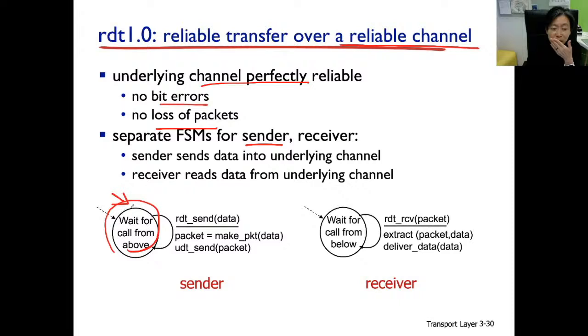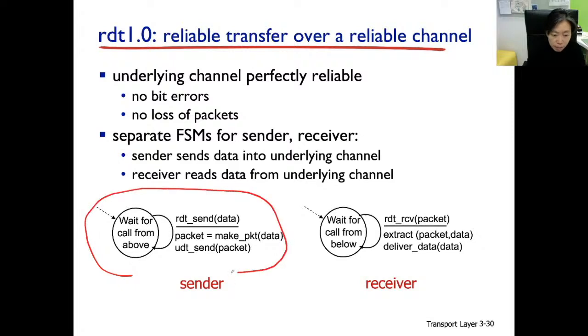So the starting state is wait for call from above. So the application calls for data to be sent to the transport layer. So the call from the application, from the sending process, is RDT send, isn't it? So when you run into this event, the sender would generate a packet out of data. Data is the thing coming from the application, and a packet is generated to be pushed out. And to push down, we call UDT send. So this is the FSM at the sender side.